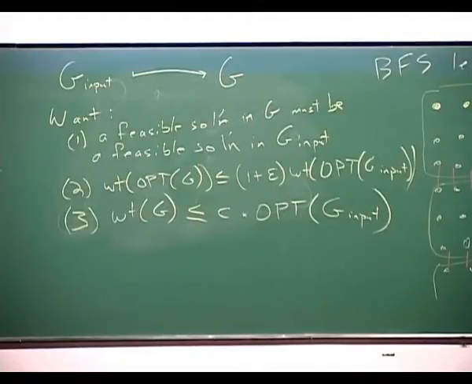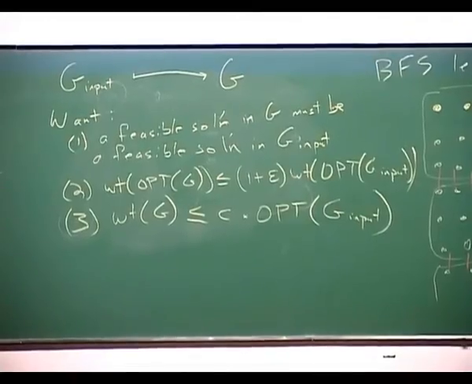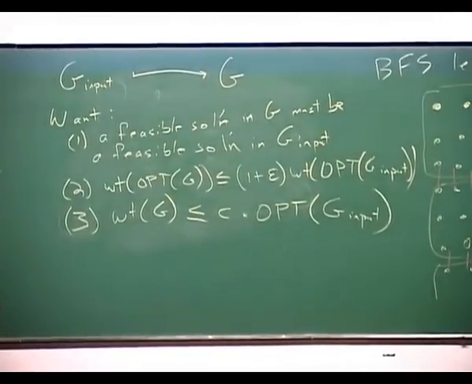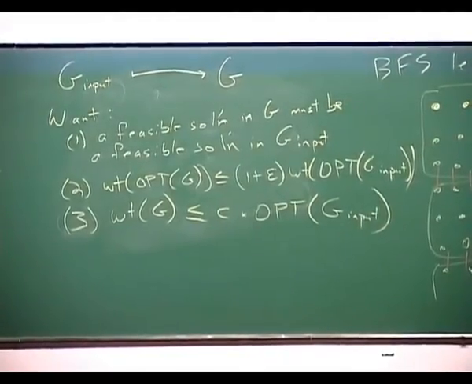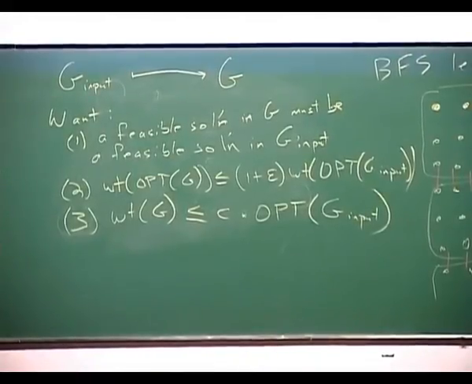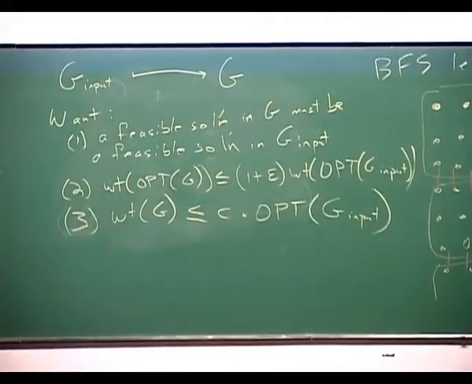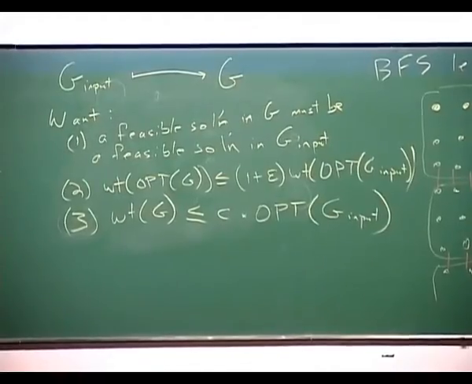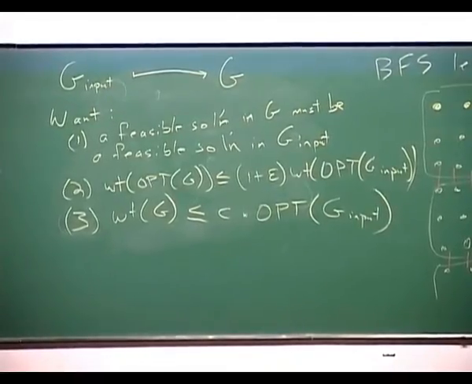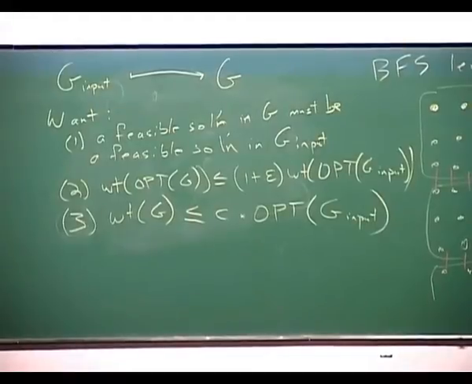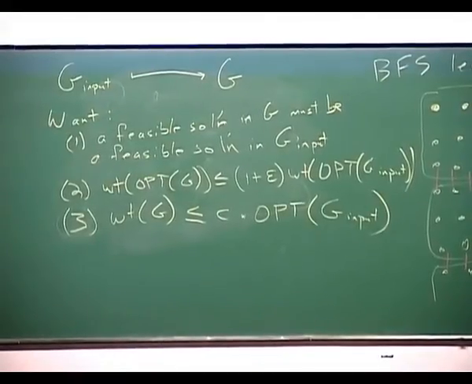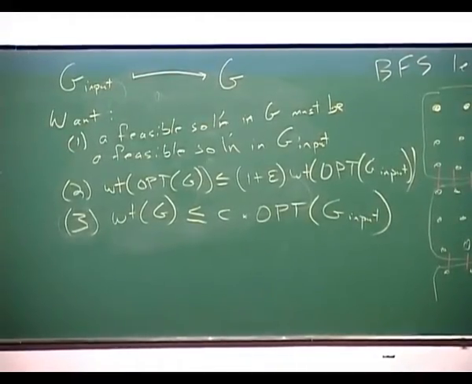Now, how are we going to transform G input? What process do we do to carry that out? In graph theory, there are basically two operations that we like to do on graphs to get rid of edges. So you see the idea? To get the third property, we're going to have to eject some edges, throw them out of the graph. The heavy edges we don't want in there.